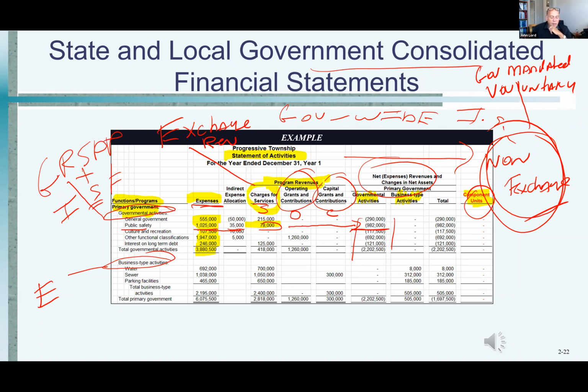Okay. Now you have a couple others in there. You have operating grants and you have capital grants. Grants generally come to a government, like a state or local government or a city that would run a progressive township, for example, generally from a higher level of government. For example, the federal government gives money to local police to do things like pay for police salaries, pay for police uniforms, operating type expense.